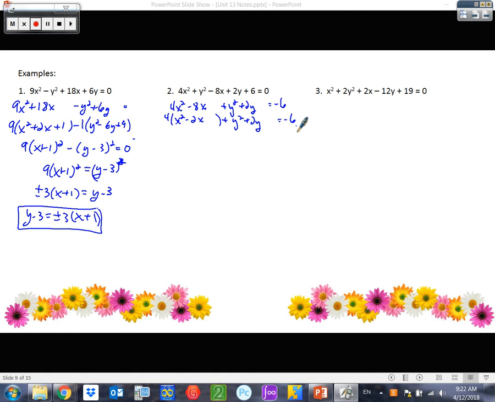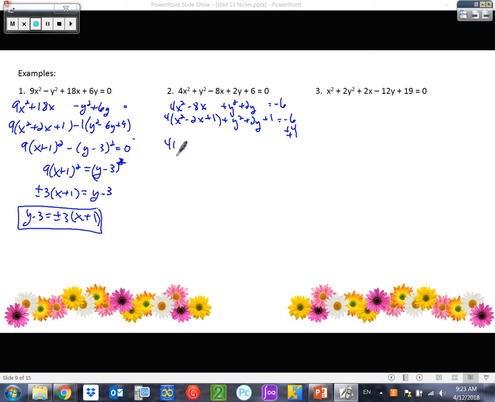Okay, so we are ready to complete the square. So we have 2. Half of 2 is 1. 1 squared is 1. So I add 1, and then I'm going to add 4, right? I'm going to add 4 over there. So then half of 2 is 1, 1 squared is 1, add 1, add 1.